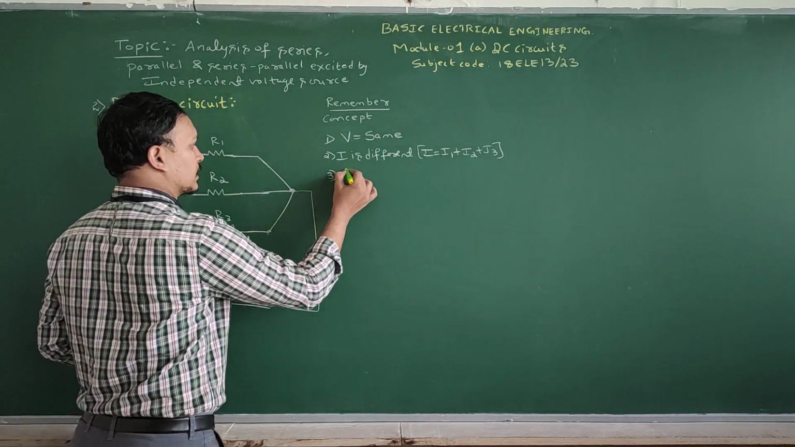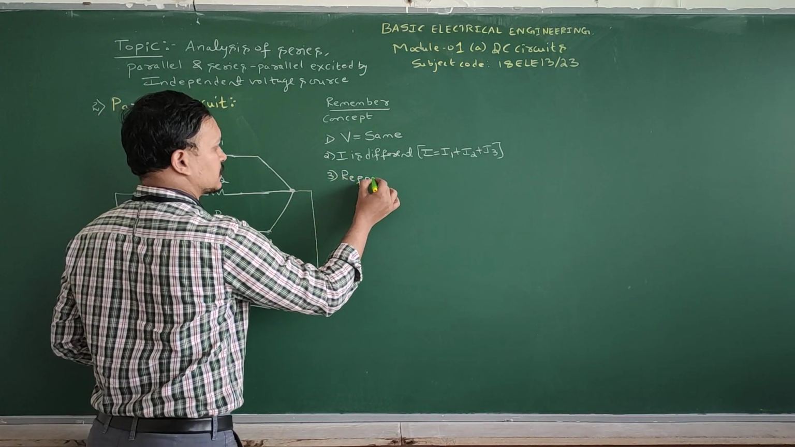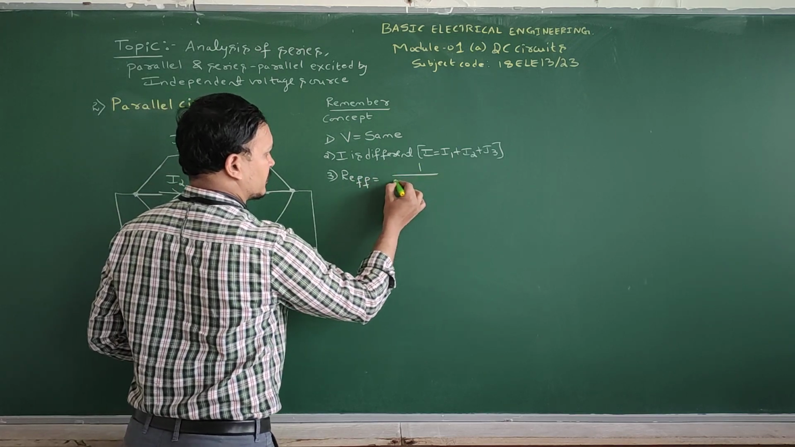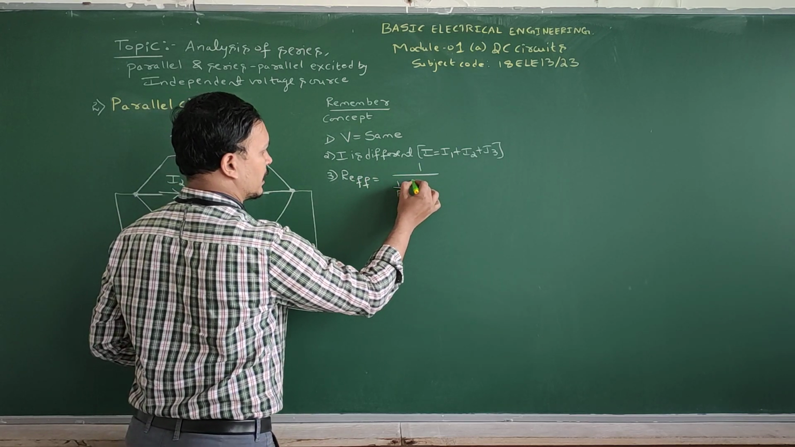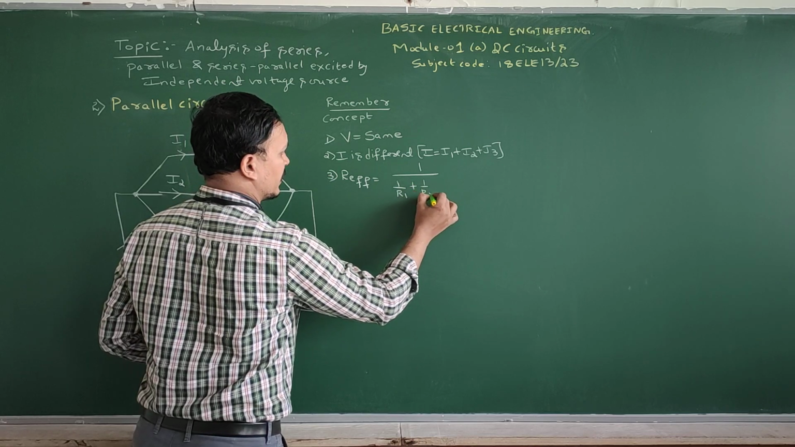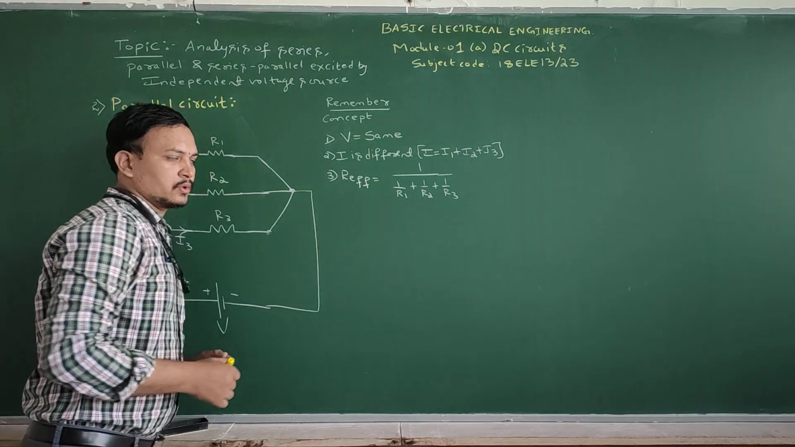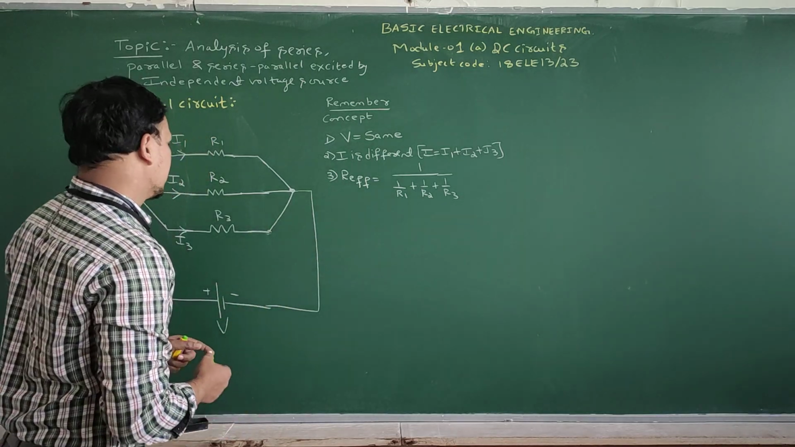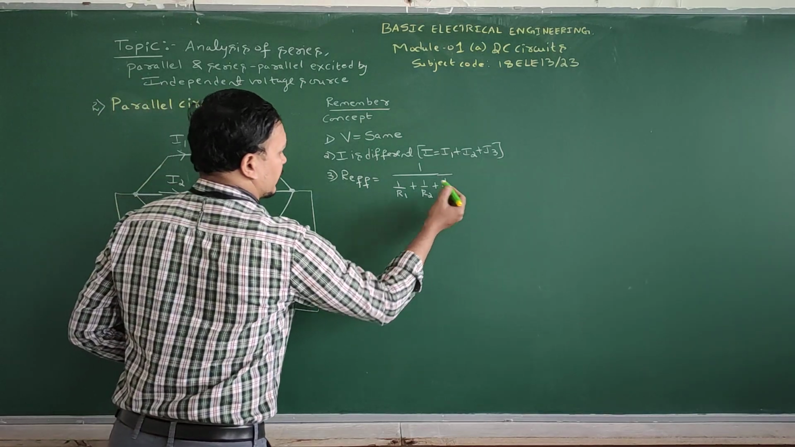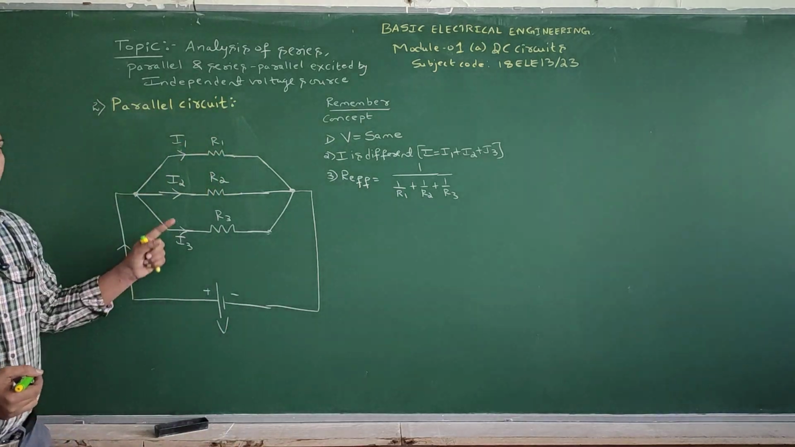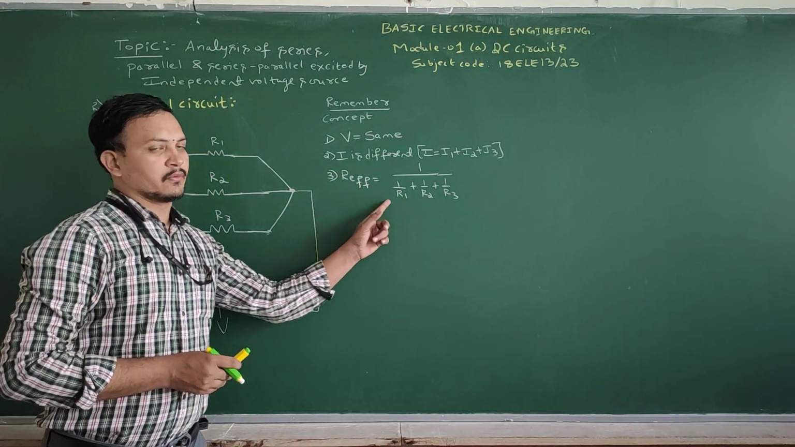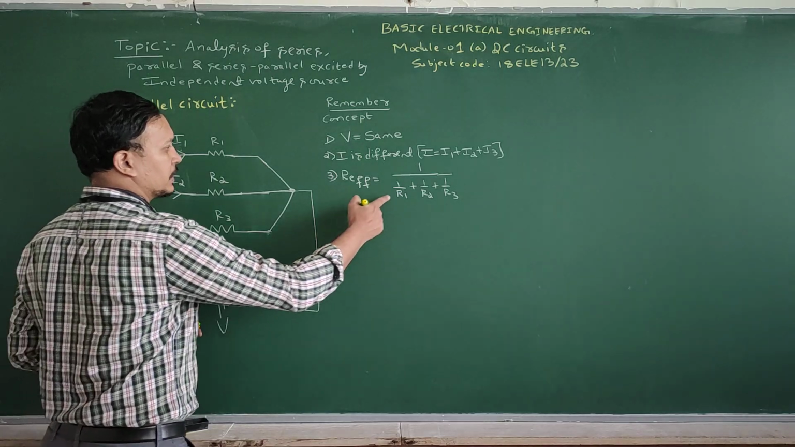The next concept is effective resistance. So, in a parallel circuit, effective resistance is given by 1 divided by 1 by R1 plus 1 by R2 plus 1 by R3. So this we can derive, you need not worry. So we can go to the derivation of this. We can look into this.